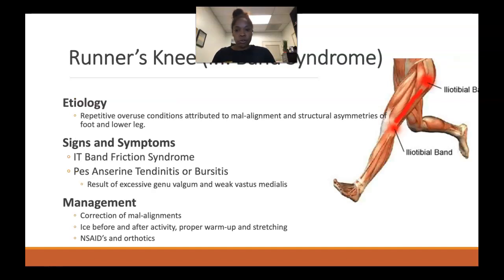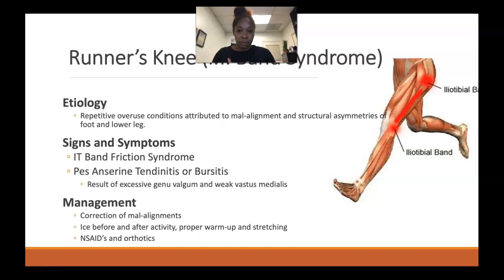IT band syndrome, also known as runner's knee. Please call it IT band syndrome or iliotibial band syndrome. As you can see here on this slide, it occurs at the most distal component of the IT band. So it's the knee portion of the IT band, not the hip portion proximally. Most often it is caused by some type of repetitive overuse. And it is linked to some type of malalignment. That malalignment could be several different things.